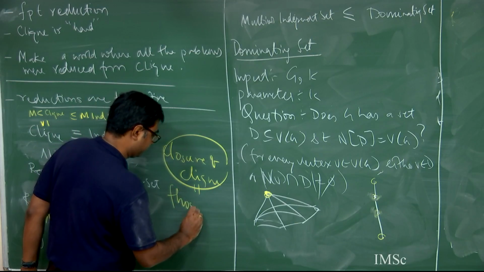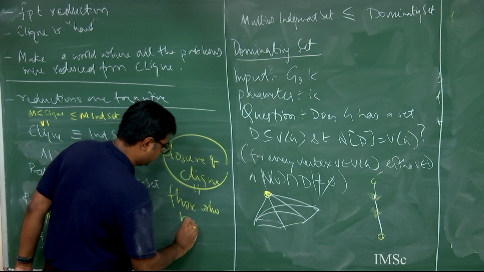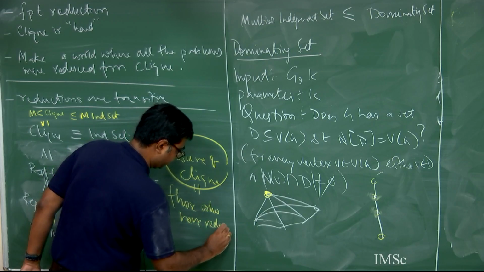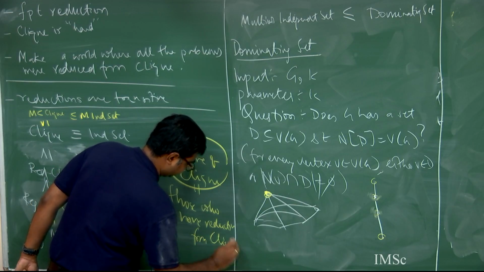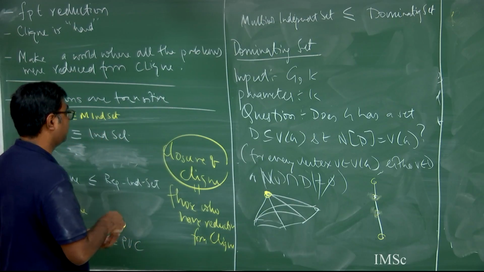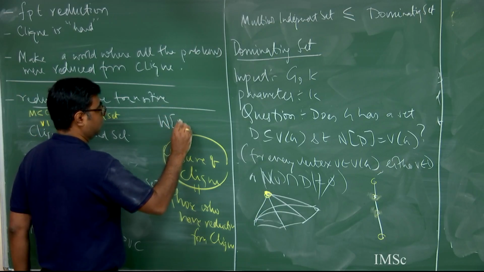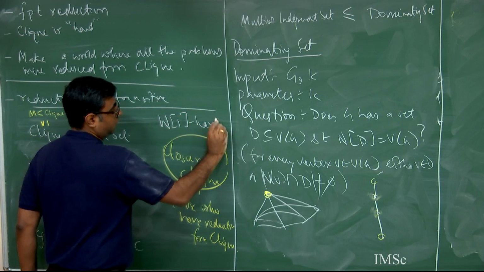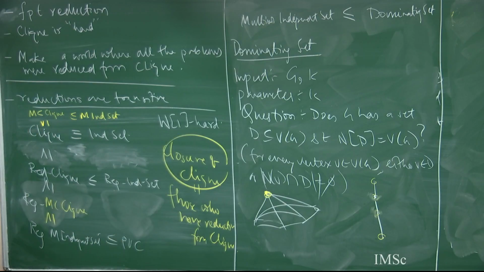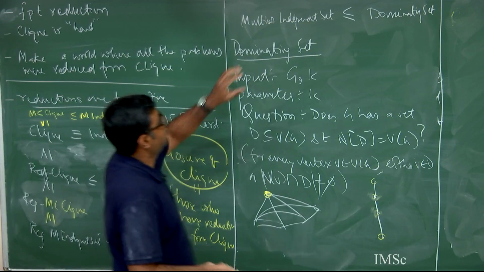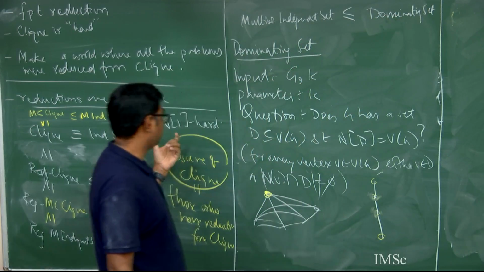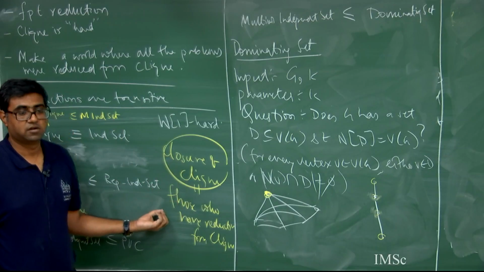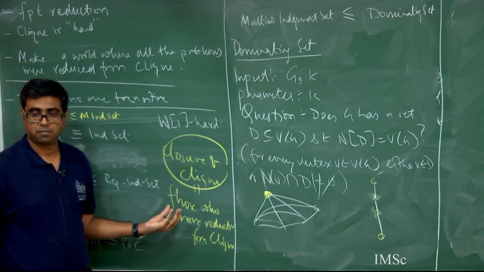Those who have a reduction from clique, this is what we are going to call W1-hard. So what will this imply if we are able to show a reduction from multicolored independent set to dominating set? That dominating set is W1-hard, because we are able to provide such a reduction from clique or independent set.